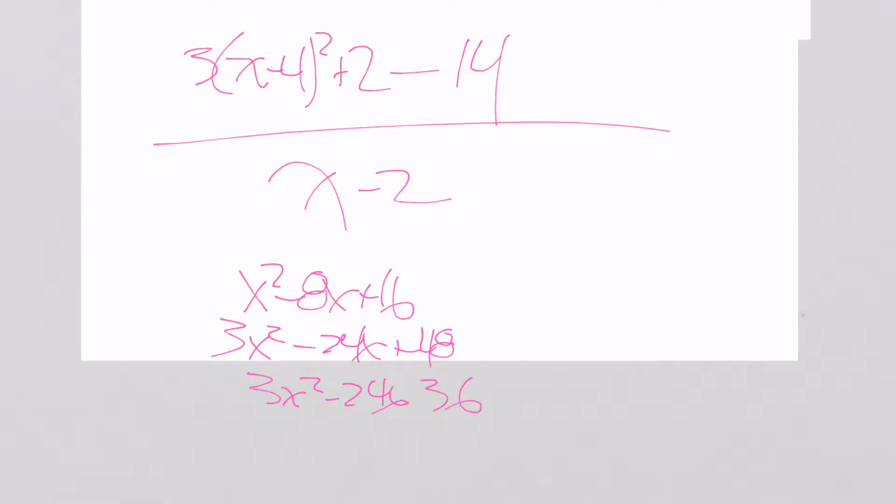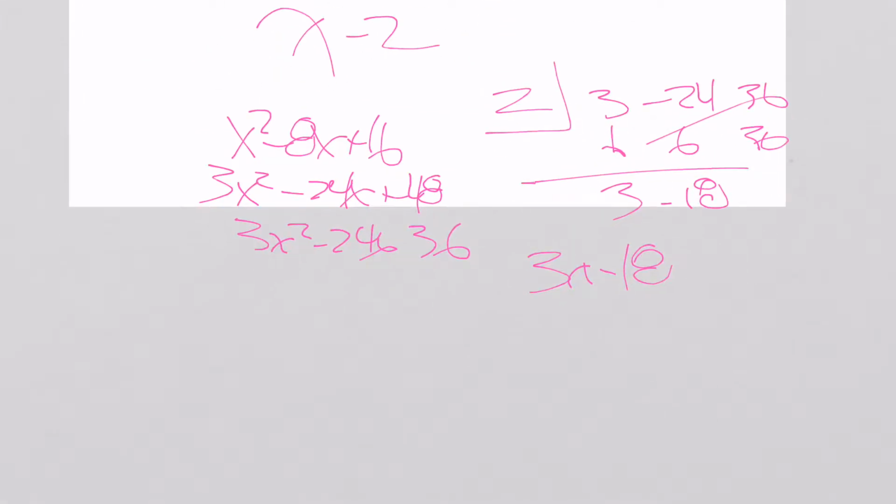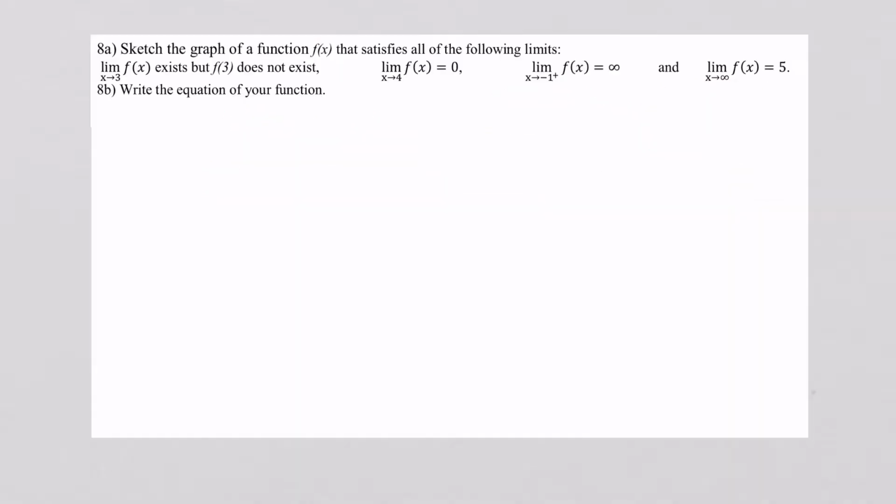So I can synthetically divide out the x minus 2, which means I have a 2, 3, negative 24, and 36. So do it real quick. 3, 6, negative 18. And look, we get 0 remainder, so that's gone. So we get 3x minus 18. The x value is 2. 3 times 2 is 6, minus 18 gives us negative 12 for the instantaneous slope.